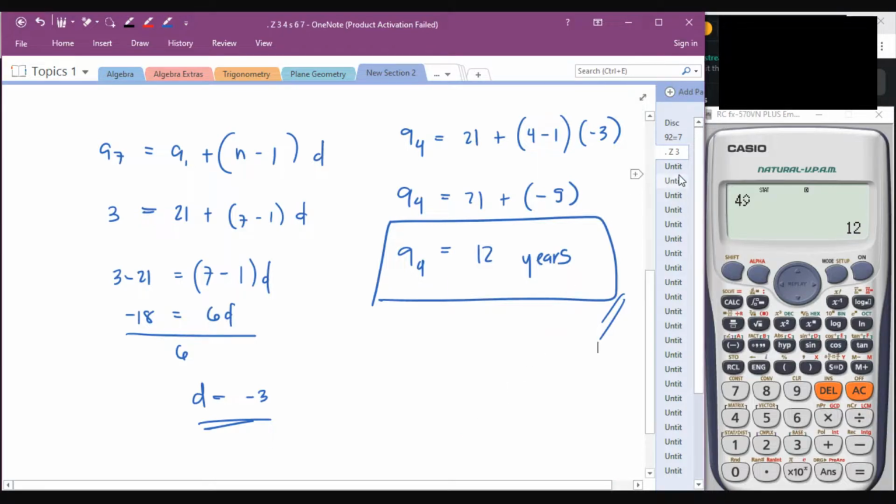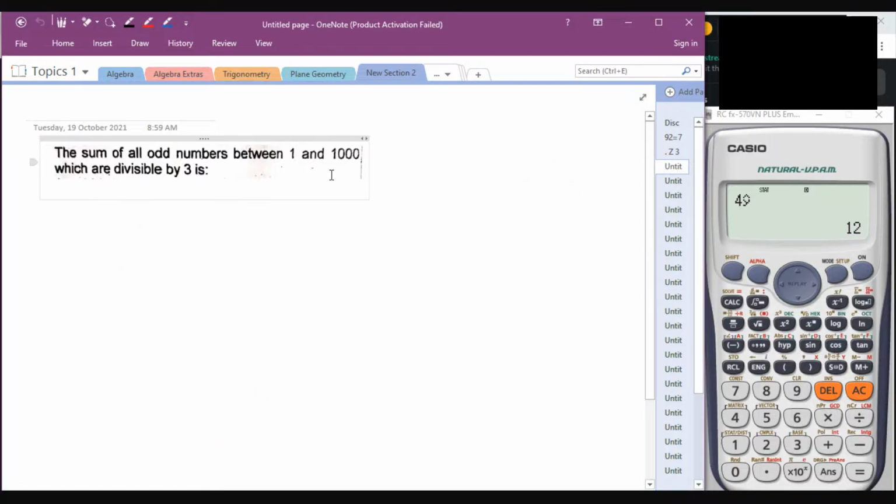Okay? Next one. The sum of all odd numbers between 1 and 1,000 which are divisible by 3. Oh no! Counting 1 to 1,000 and totaling them would take so long, right? So how do you solve numbers which are divisible by 3? Sum of all odd numbers which are divisible by 3.